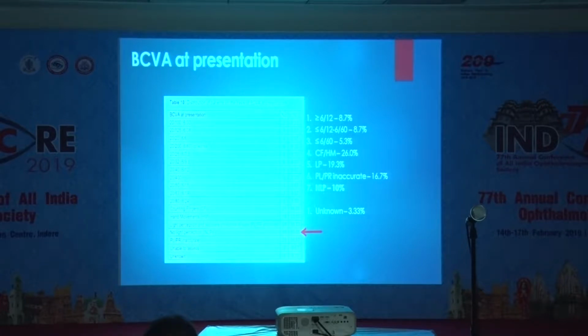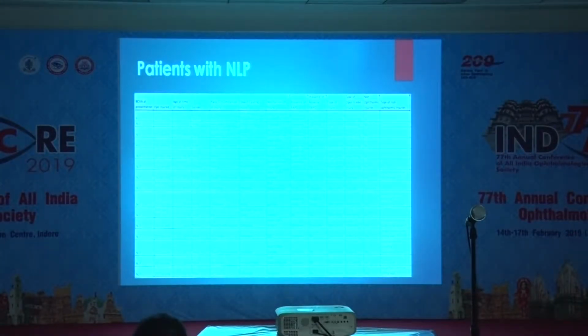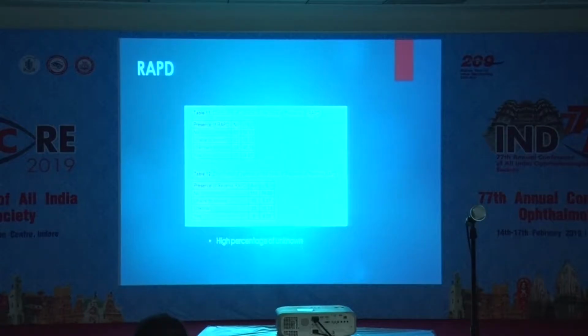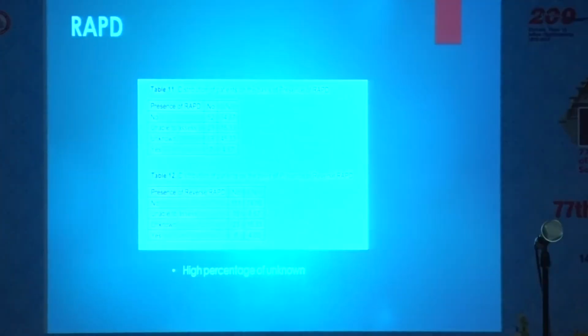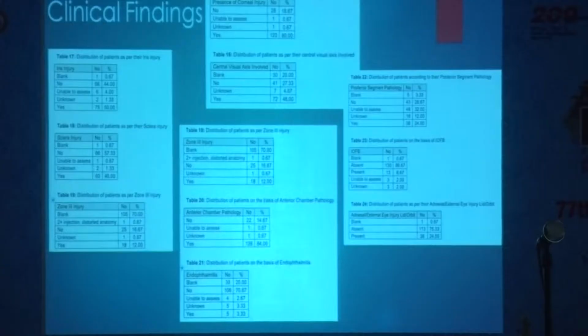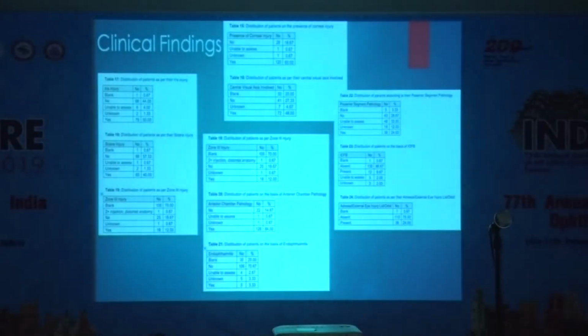BCVA at presentation was very important. As we see, there are various categories, but it is important that no light perception was 10%. This is the list of patients with no light perception. RAPD again was not described in previous findings, but only 4.67% had RAPD, and 4% had reverse RAPD. These were the clinical findings.